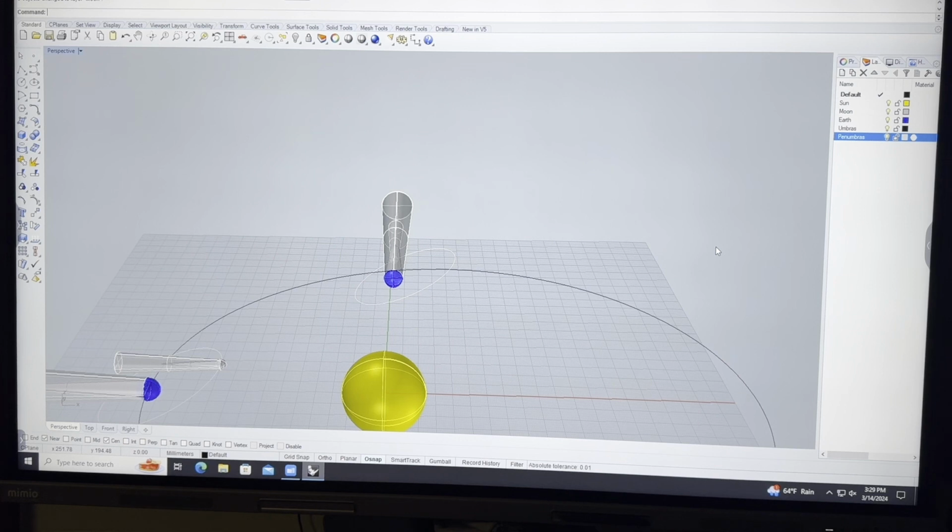So, the definition of an eclipse, the word eclipse means to hide. So, when you have a solar eclipse, the sun is hiding. In this situation, the sun is hiding behind the moon. During a lunar eclipse, the moon is hiding. So, in this situation, the moon is hiding behind the Earth.